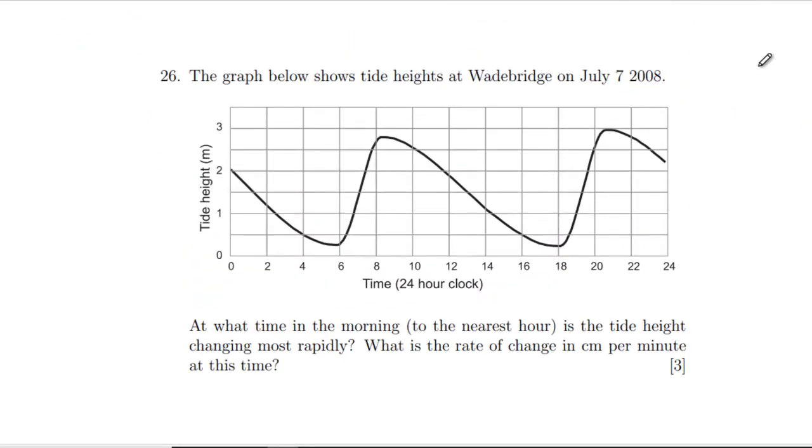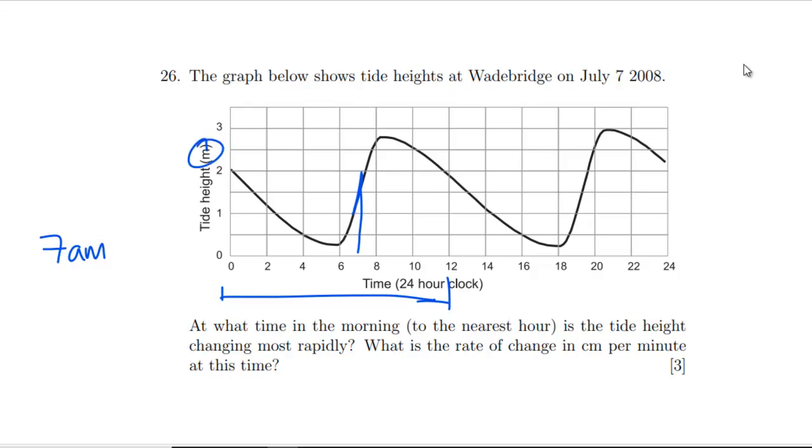The graph below shows high tides at Wadebridge, July the 7th, 2008. So this is only 3 marks, so they're not expecting a lot. At what time in the morning, to the nearest hour, so morning is going to be this bit, is the tide height changing most rapidly? So we want the steepest gradient. So it's going to be about here, isn't it? Which is what, 7 a.m. So 7 a.m. And what is the rate of change in centimeters per minute at this time?